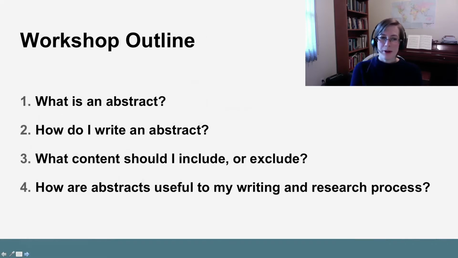So this workshop has 4 different parts to it. The first is just talking about what is an abstract. So we'll talk about genre-wise, what is it? The second part is how do I write an abstract? We're going to address specifics of style there. Number 3 is what content should I include or exclude, which is the multi-million-dollar question for abstracts. And then number 4, how are abstracts useful to my writing and research process? Okay, so that's the outline for today's workshop.